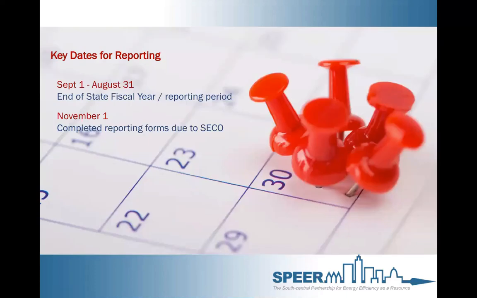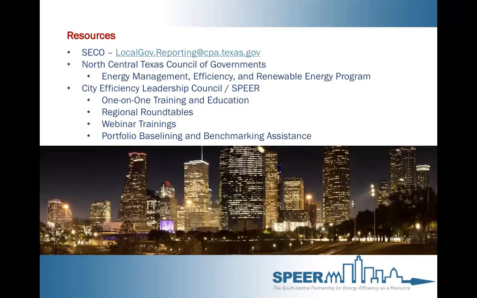As mentioned, there are key dates for reporting. The intent of the reporting is to be reported on the state fiscal year, which begins on September 1st and ends the following August 31st. So the most recent state fiscal year ended on August 31st, 2019, and the report is due on November 1st of that year. So the next report is due on November 1st of 2019.